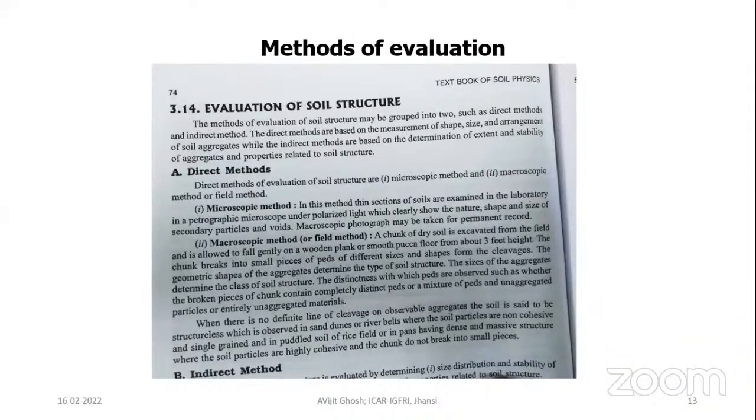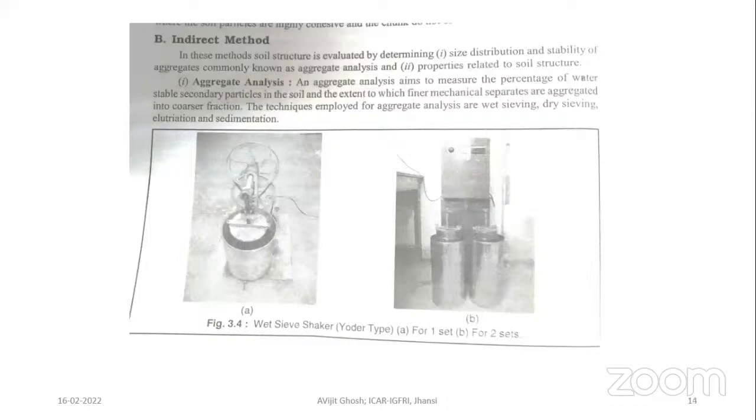But in practice, we do not follow this direct method. We always follow the indirect method, that is aggregate sieve analysis. What is done here? Four sieves are taken based on your soil. This is a wet sieve shaker. They have a series of sieves of different diameter, different opening, so that different sizes of soil particles will be retained on a particular sieve. They can be shaken in dry condition or in wet condition, and based on that, they are called wet sieving and dry sieving techniques.